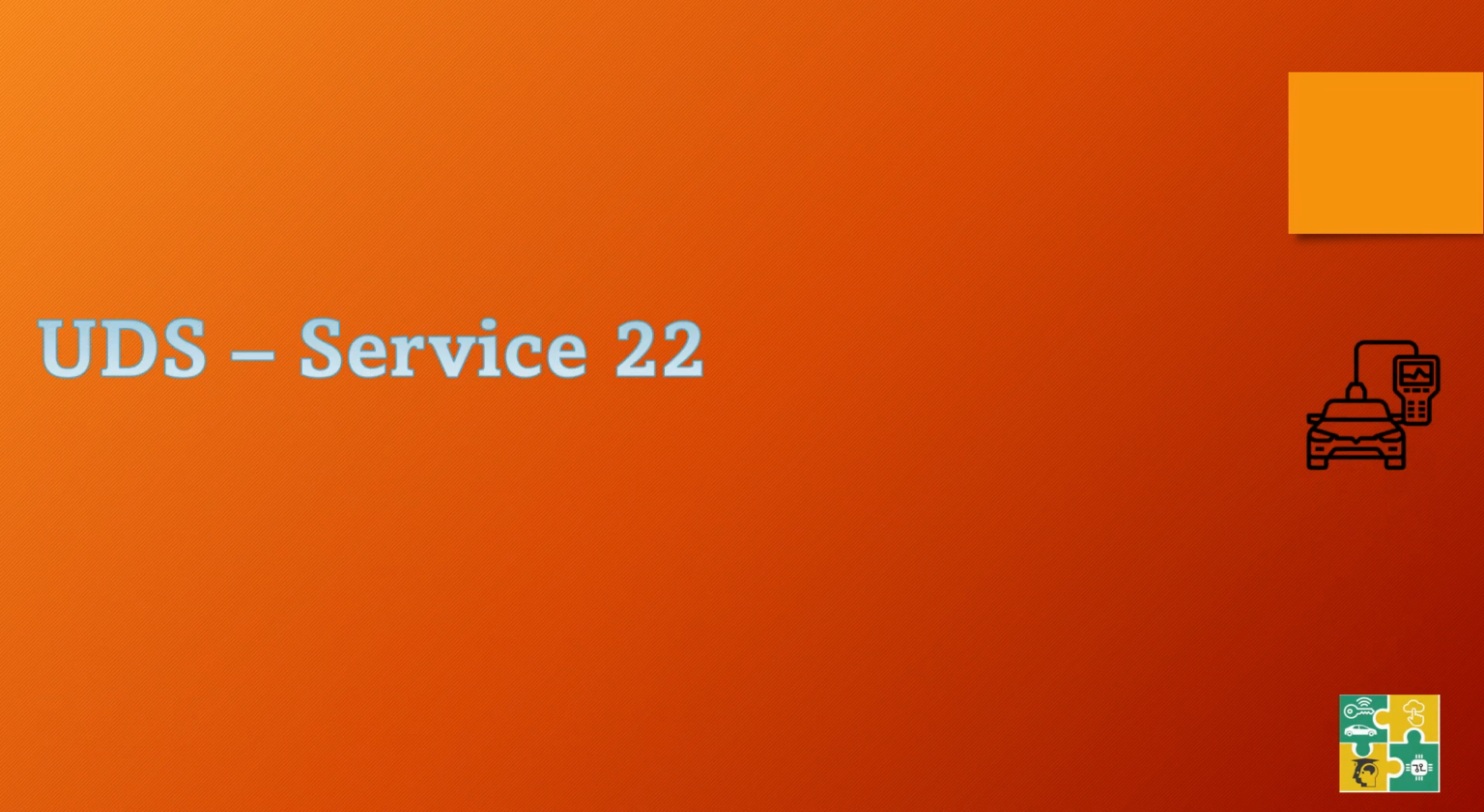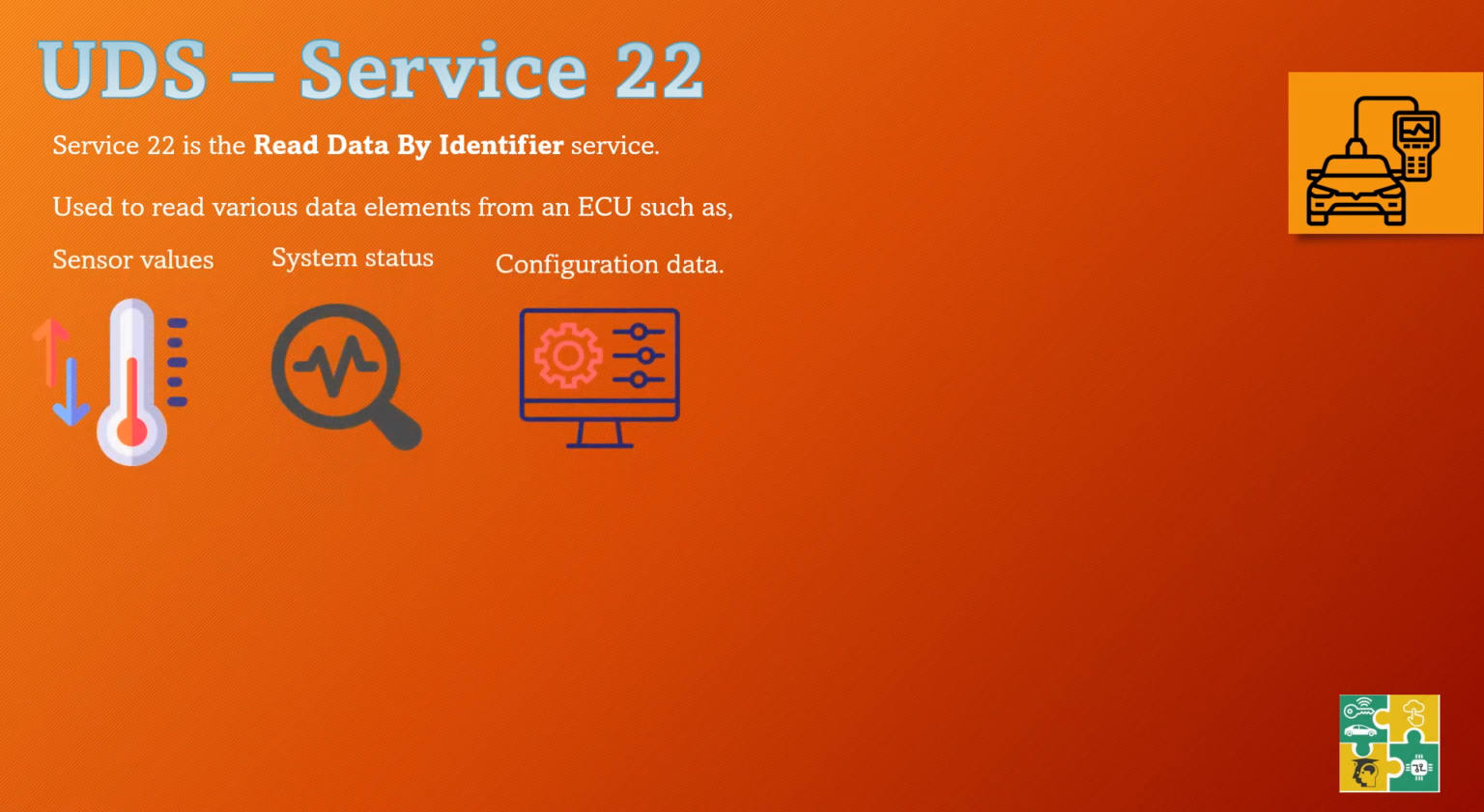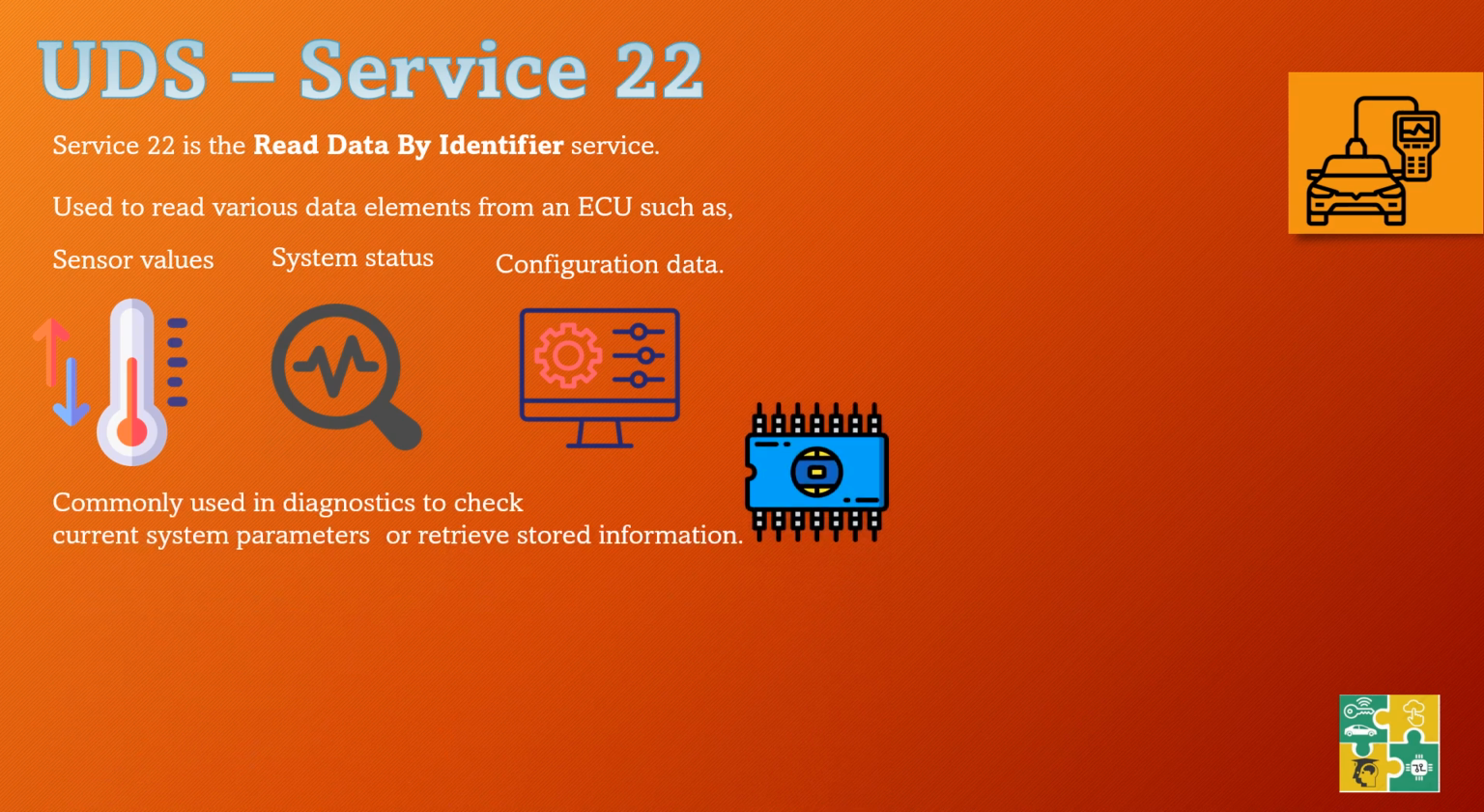UDS Service 22, you are already aware of what the purpose of this one is. I'll just recap this. Basically, Service 22 is used to read data by identifier. So there is a service ID followed by 2 bytes of DID. If you send it to the ECU, you will get a response according to what is configured in that DID. So basically we are reading data elements like sensor data, system data, as well as configuration data. These are the data which we are getting from the ECUs, and this information is basically stored in the NVM, and we are retrieving that value, as well as some values written into the RAM.